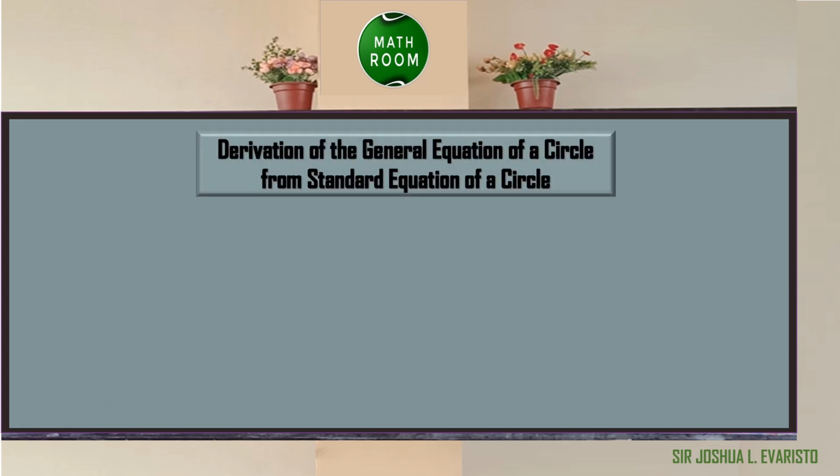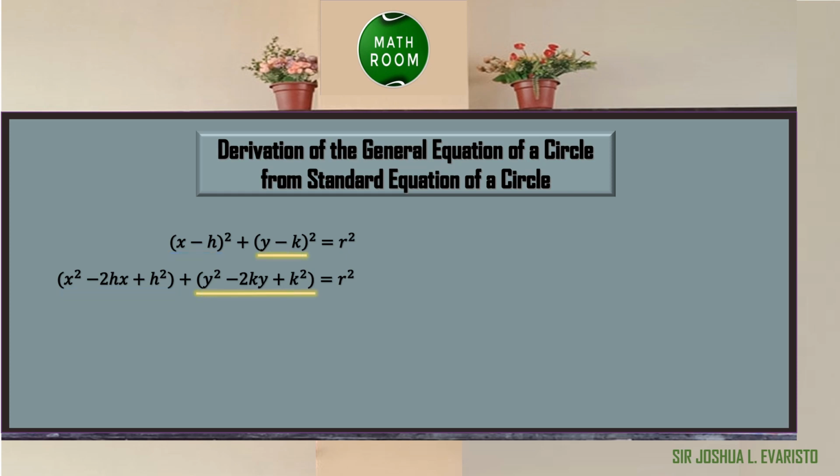Join me as we derive the general equation of a circle from the standard equation of a circle. First, we're going to write the standard equation of a circle. Then, the general equation is obtained by expanding the standard equation. So we have the quantity x squared minus 2hx plus h squared from (x minus h) quantity squared. Then, y squared minus 2ky plus k squared from (y minus k) quantity squared.